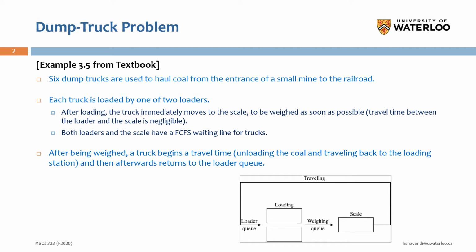So we have the trucks, they may wait in line to be loaded here. So we have 2 loaders here. As you see in the loading station, we have two loaders. So the trucks are loaded by these 2 loaders, and then they move to the scale. So they may wait in the line to be weighed by the scale. So after waiting, they have to travel to unload the coal and then travel back to the loading station at the end.